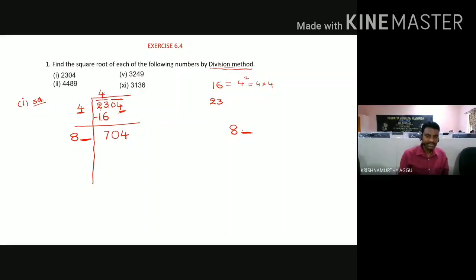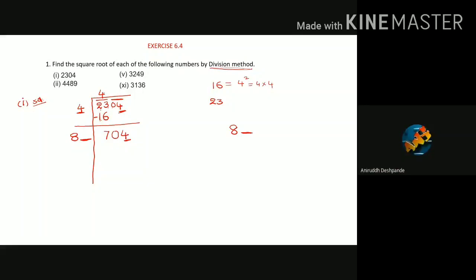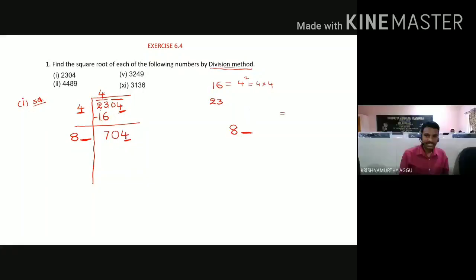Can you guess which digit you have to place? Identify the units digit here. What is that? 4. If you want units digit 4 in the answer, either 2 into 2 will give 4, or 8 into 8, 64, ending will be 4. So there is a chance for 2 or 8. Let us go with 2 first. Now the number is becoming 82.